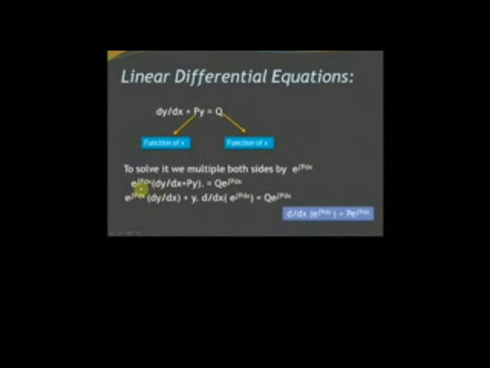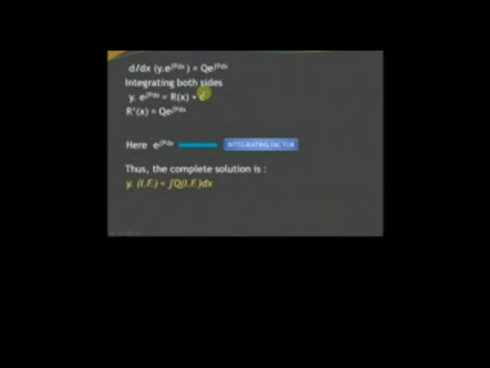Now this could be further written as e to the power of integral of p dx into dy by dx plus y times d by dx of e to the power of integral of p dx. This is because d by dx of e to the power of integral of p dx is equal to p times e to the power of integral of p dx. So this further reduces to d by dx of y into e to the power of integral of p dx.